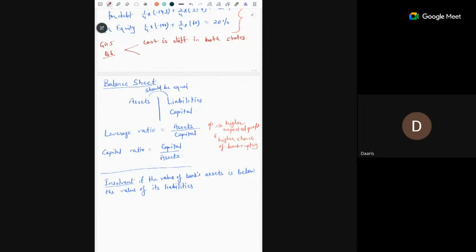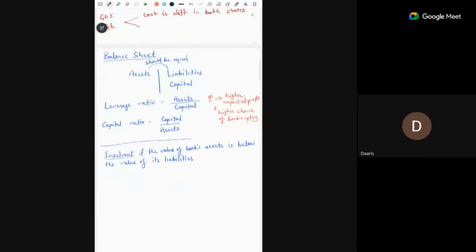So there is a trade-off: what is the optimal leverage ratio for a particular bank or firm? Each bank tries to find its optimal leverage ratio. A bank is called insolvent if the value of the bank's assets is below the value of its liabilities. That means the bank owns fewer assets in comparison to the value of what it owes to others or the public.